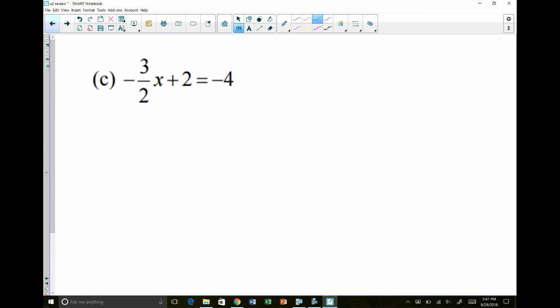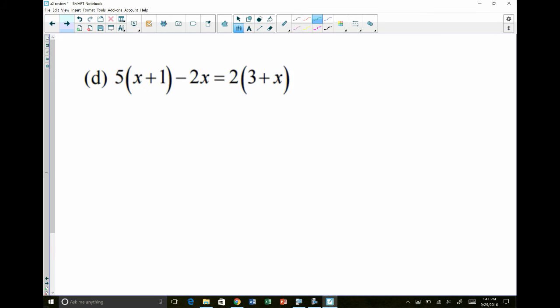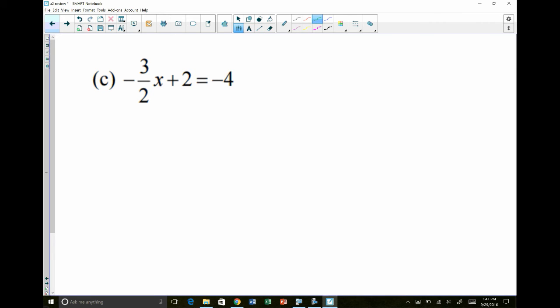Letter C, minus 3 halves x plus 2 equals negative 4. What do we do when we see a fraction? We quit? No, we don't. We go back into letter C and actually deal with the fraction. Well, this is a two-step equation, kind of. If this was a number, x plus 2 equals negative 4, I'm going to subtract the 2 over. Negative 3 halves x equals negative 6.